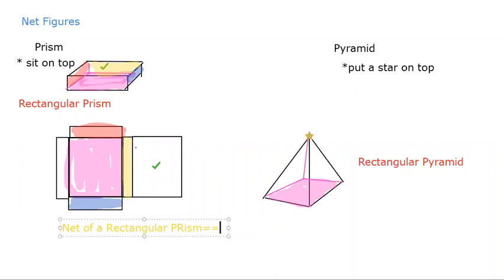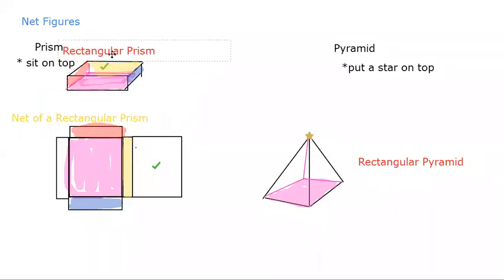You are going to get questions that ask you to put those back together. So you're going to be given either the rectangular prism drawing or you're going to be given the net, and you're going to be asked to go back and forth. Now for the rectangular pyramid, it's a little different.